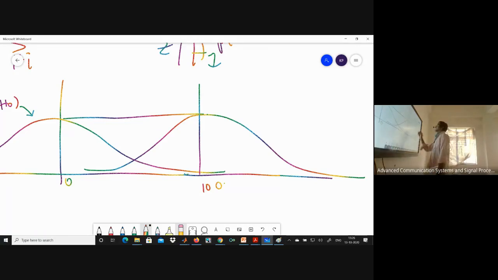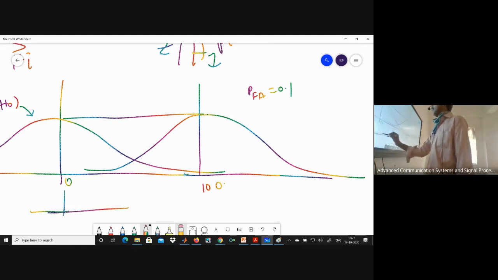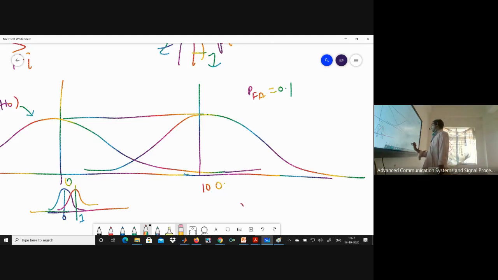Now the given probability of false alarm is 0.1. You are supposed to find the value of gamma. In the earlier case, we have a curve something like this, with mean 0 and variance 1. And for the second case, mean 1 and variance 1. This is what you have in the single sample case. Now we would like to calculate the value of gamma that gives me the probability of false alarm.